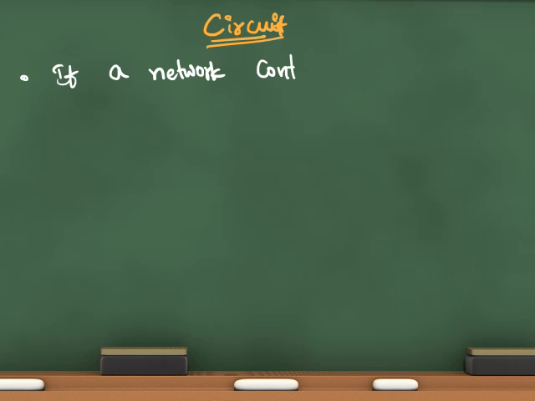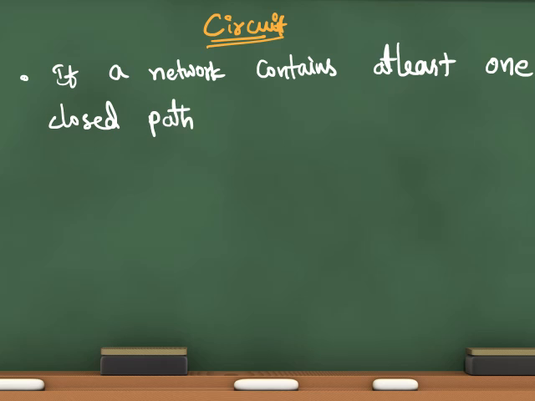Then what is a circuit? What is meant by circuit? If a network contains at least one closed path, then it is called a circuit. Simply.